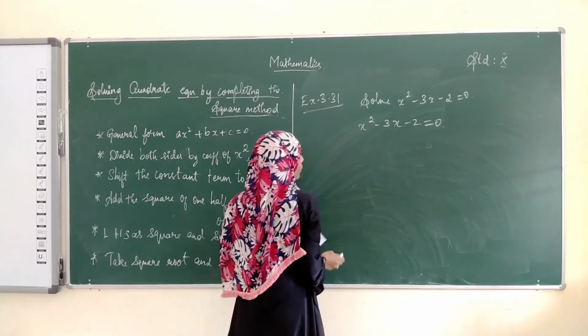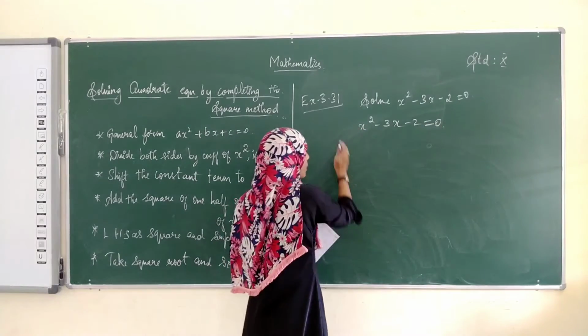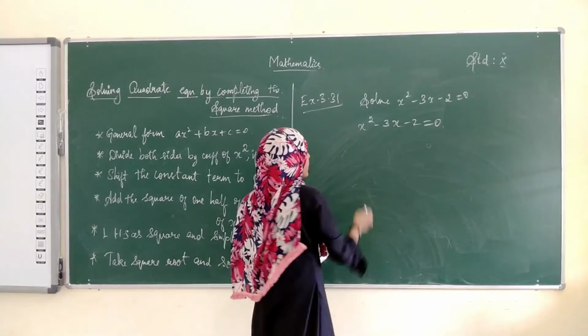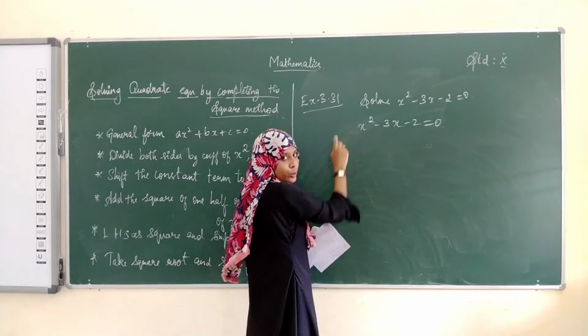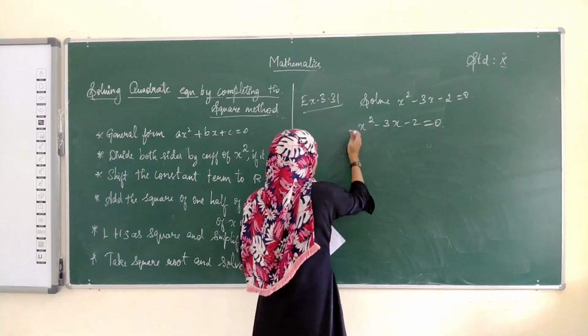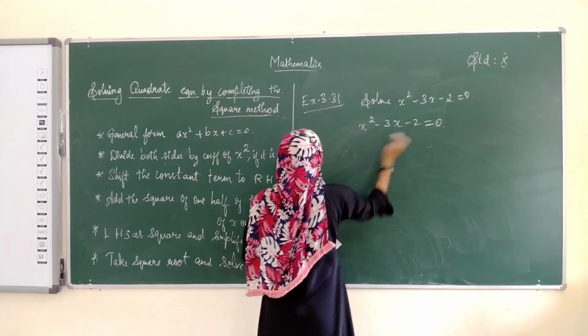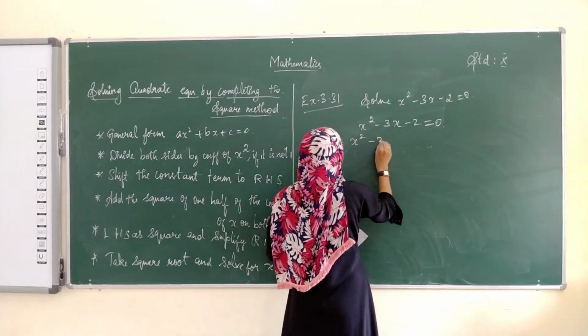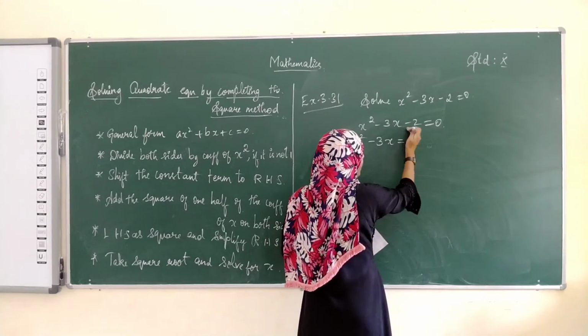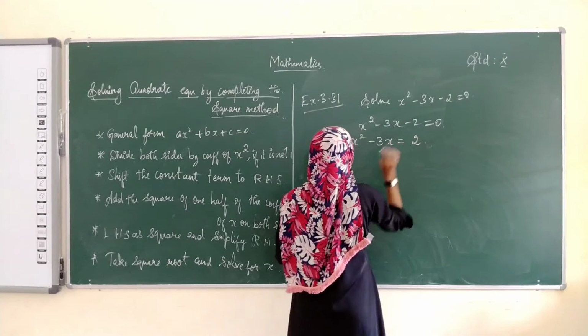Then we have to divide the whole equation by the coefficient of x square. Since here the coefficient of x square is 1, we need not divide it. Then we are going to take the constant term to that side: x square minus 3x is equal to minus 2, which goes that side and becomes plus 2.